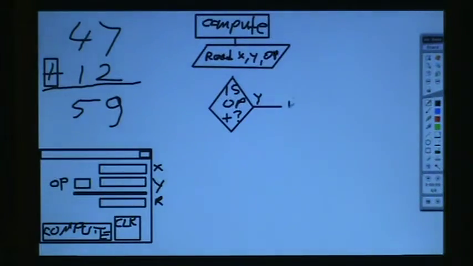then we actually perform the math. We say r equals x plus y. Okay. We'll worry about where we go next in just a little bit. Then we can ask ourselves, what else can we ask? Oh, well, we can say, is it minus?